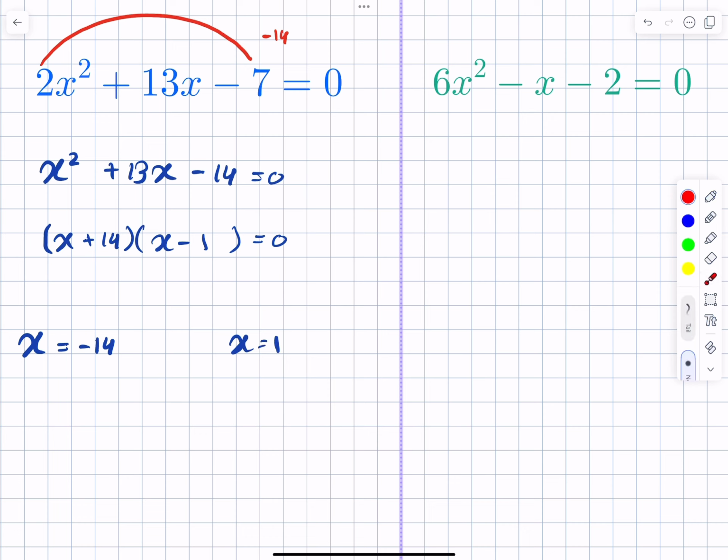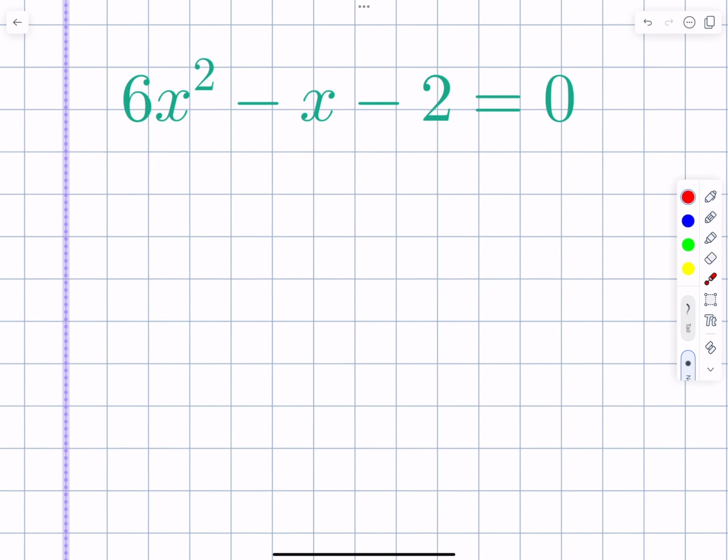These are the two solutions to this simpler quadratic only. To get the solutions to the original equation, we just divide by this number 2, the coefficient of x squared. If we divide here by 2 and here by 2, then the solution here is negative 7, and here it's half. So negative 7 and half are the solutions to this original quadratic.